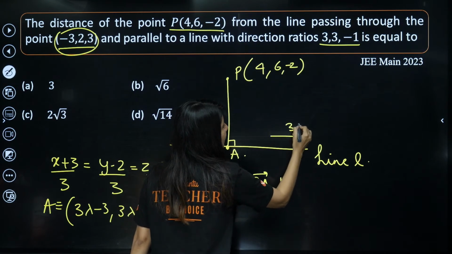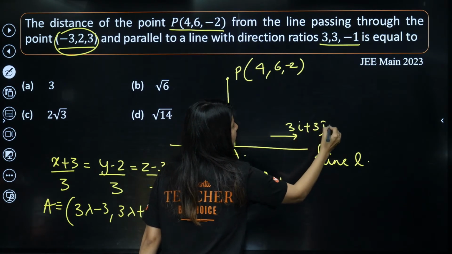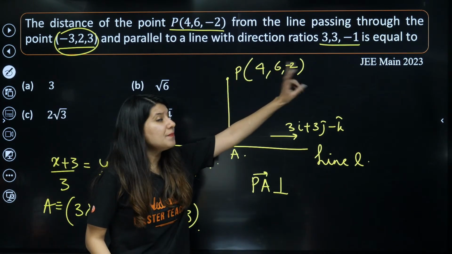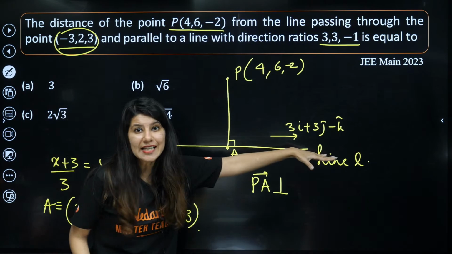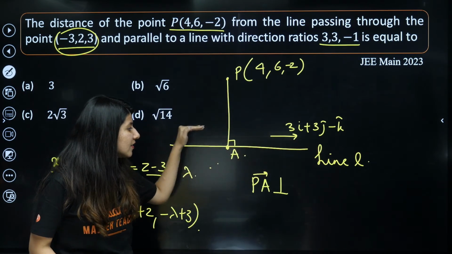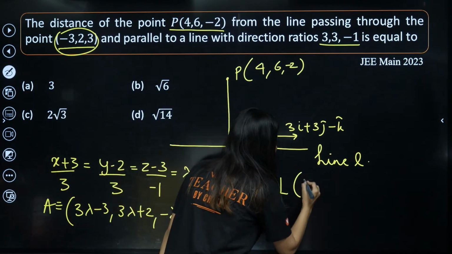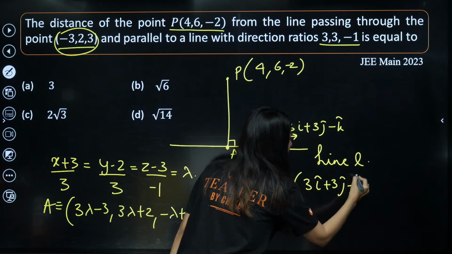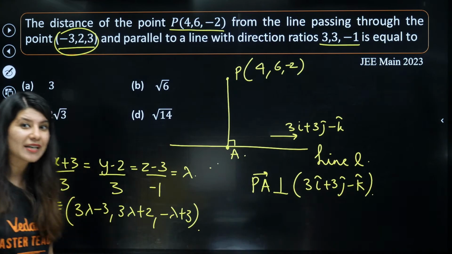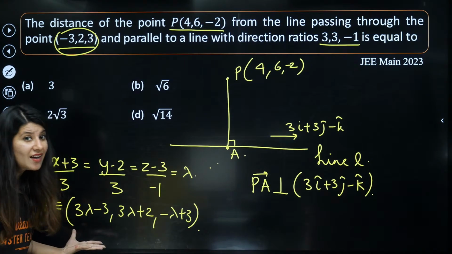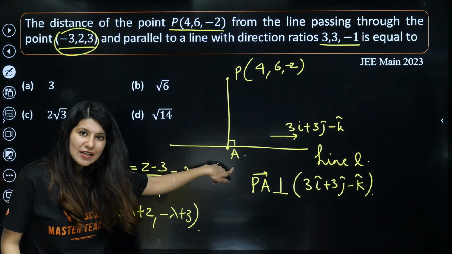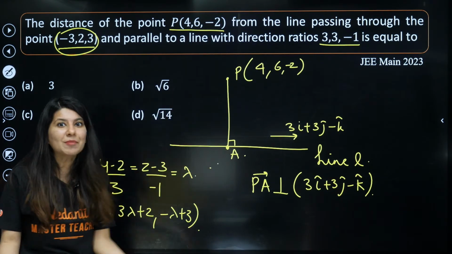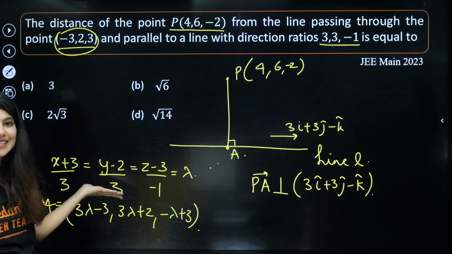So this vector 3i cap plus 3j cap minus k cap is parallel to this line, right? So basically PA vector is perpendicular to this line. That means PA vector is perpendicular to this vector. Do you agree or not? So that's how we are going to calculate our lambda, and once lambda is done, we'll get the coordinates of A. Once we get the coordinates of A, PA will be there, and that's what they are asking you to calculate.